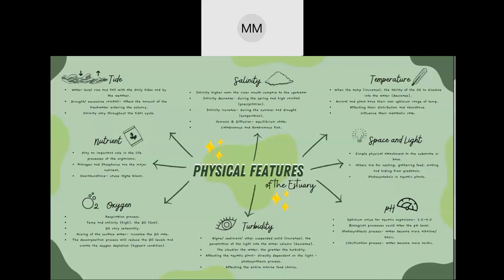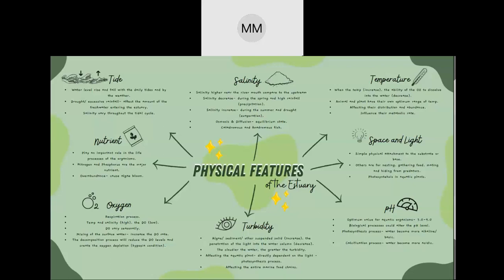The nutrients play an important role in the life processes of the organism. There are two major nutrients, which are nitrogen as well as phosphorus. But when there is an overabundance of these nutrients, they will allow the reproduction of the algae and cause algae blooms and will affect the entire marine ecosystem.